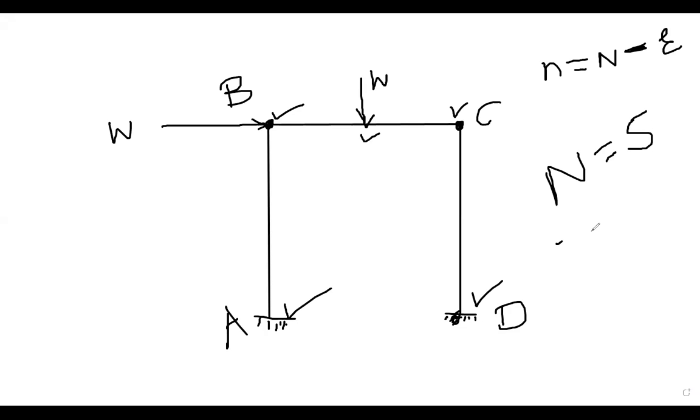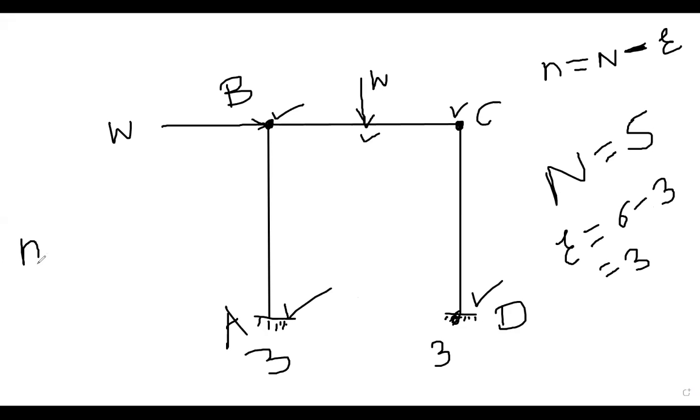And can you tell me what is the value of R? 3. How is it 3? 6 minus 3. 6 is nothing but 3 unknowns at support A, 3 unknowns at support D, minus 3 equations of equilibrium. So you get R is equal to 3.